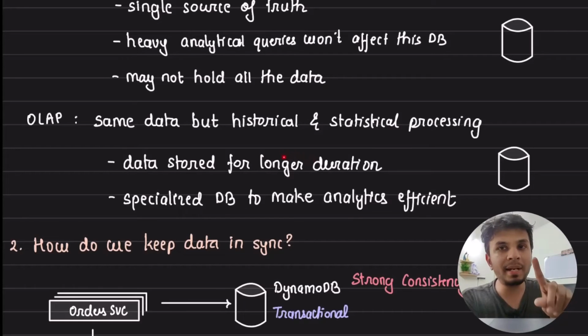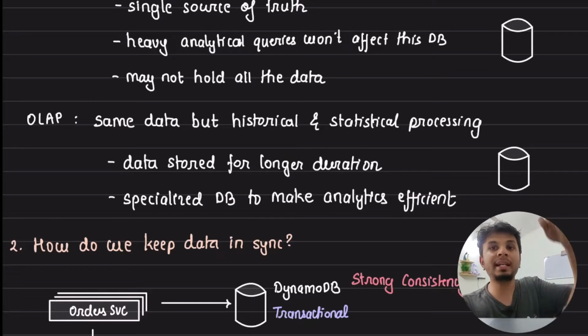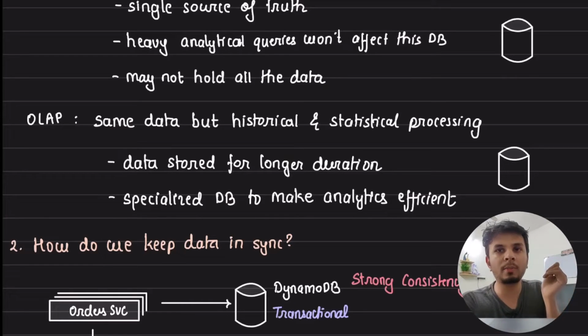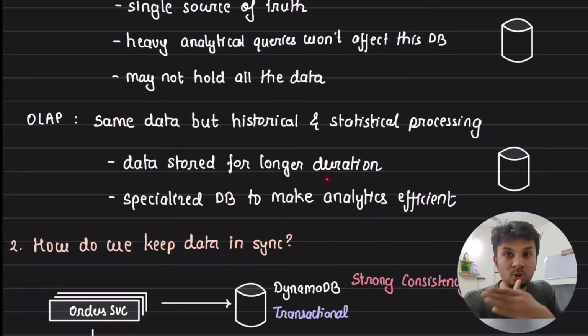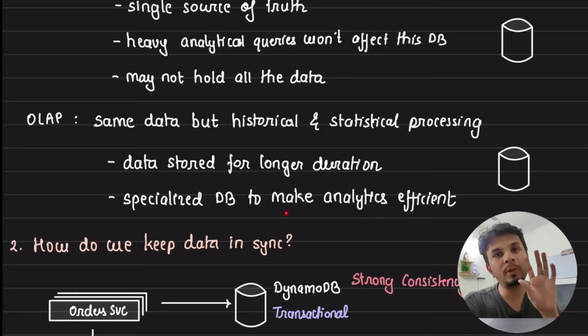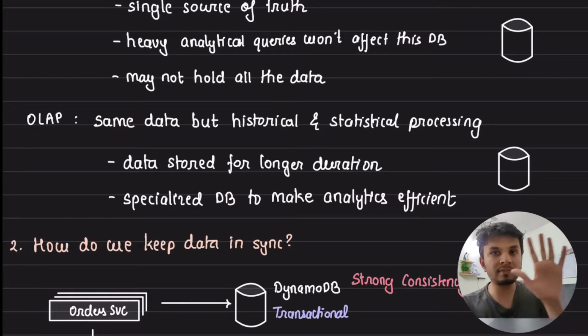Then the OLAP database. Now the OLAP database would have the same data as the transactional database, but even larger, because we may delete data from transactional, but not delete from OLAP. OLAP would have all data. We would use it for statistical processing. The data would be stored for a very long duration. Let's say 3-year-old orders will also be there. And the database that we choose over here would be specialized to make analytics efficient, right? So different databases for different use cases.